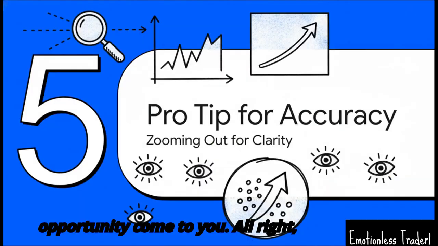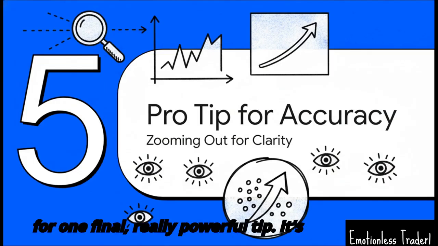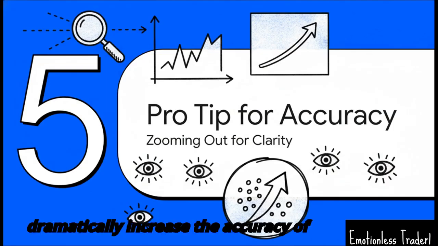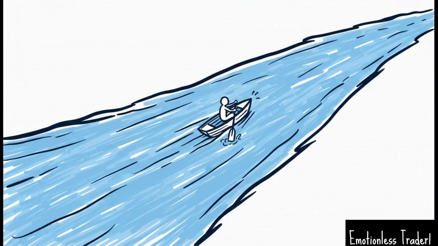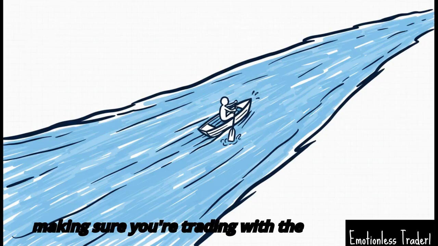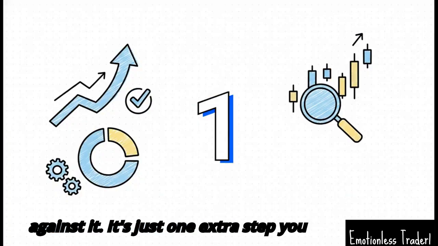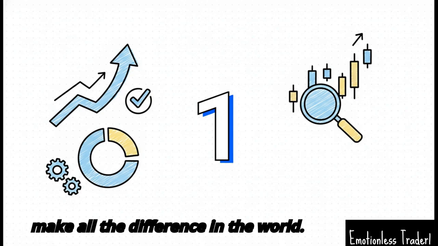All right, you've got the core concepts down. Now, for one final, really powerful tip. It's a simple change in perspective that can dramatically increase the accuracy of your trend reading. This technique is all about seeing the bigger picture and making sure you're trading with the market's momentum, not trying to fight against it. It's just one extra step you add to your routine, but trust me, it can make all the difference in the world.